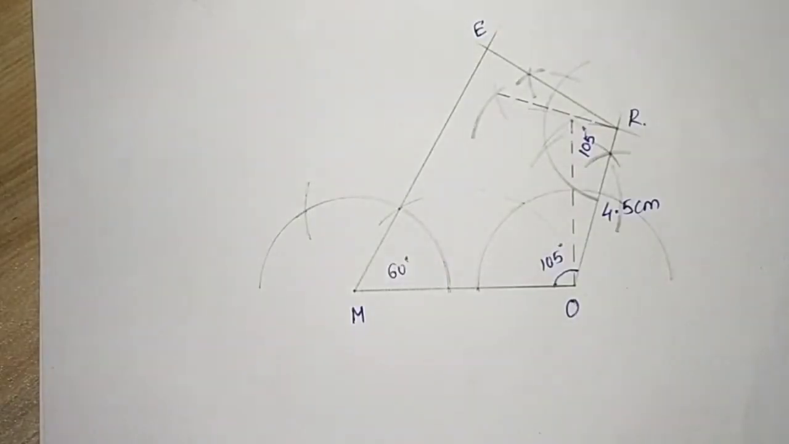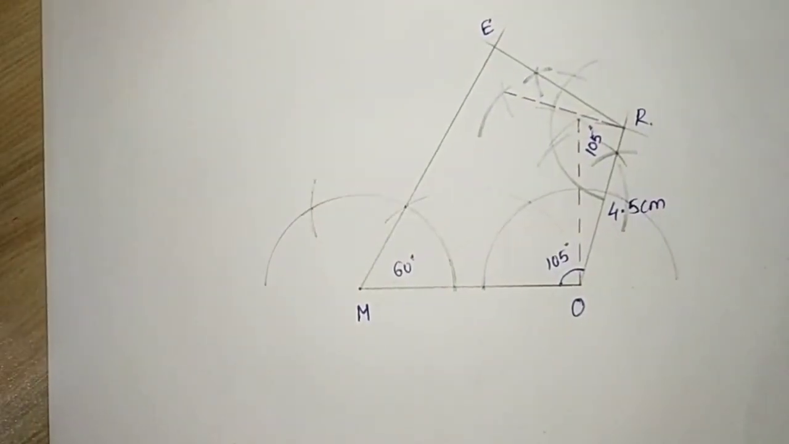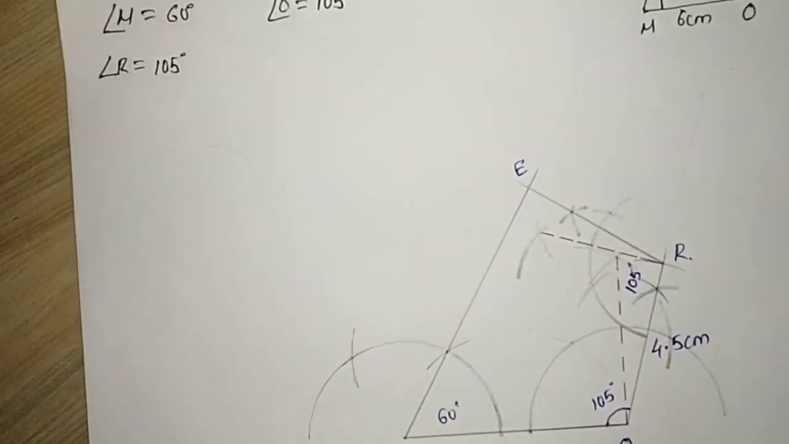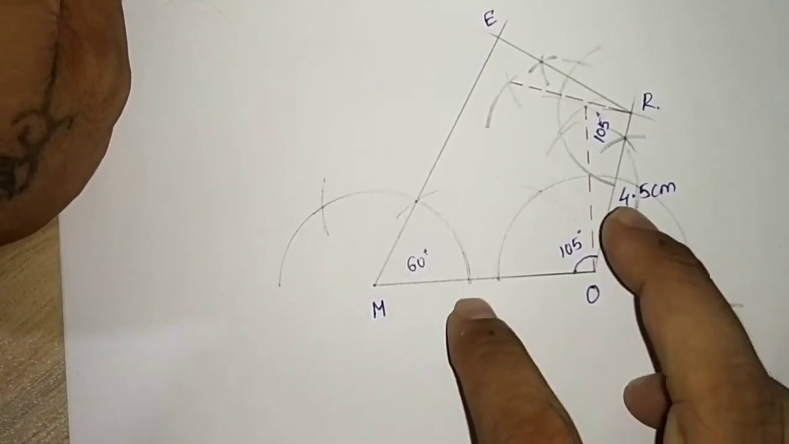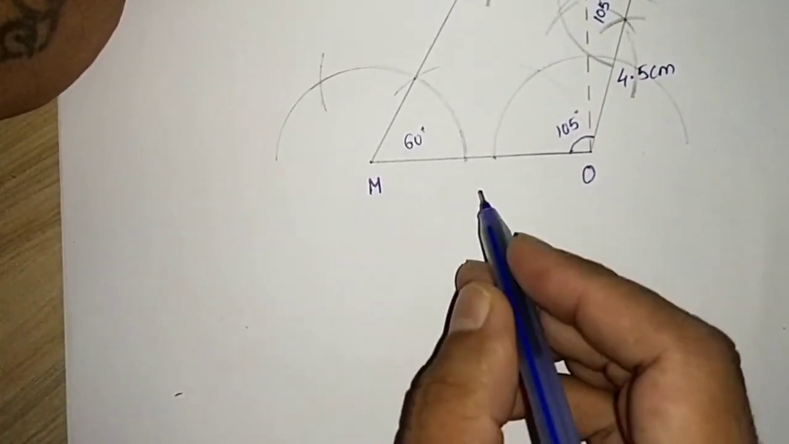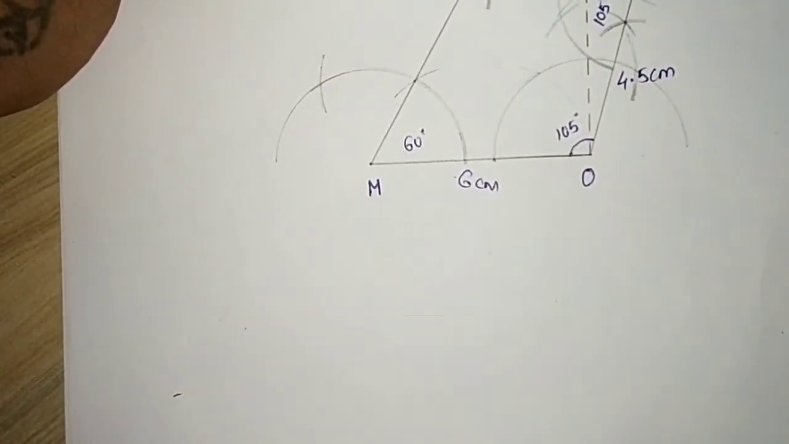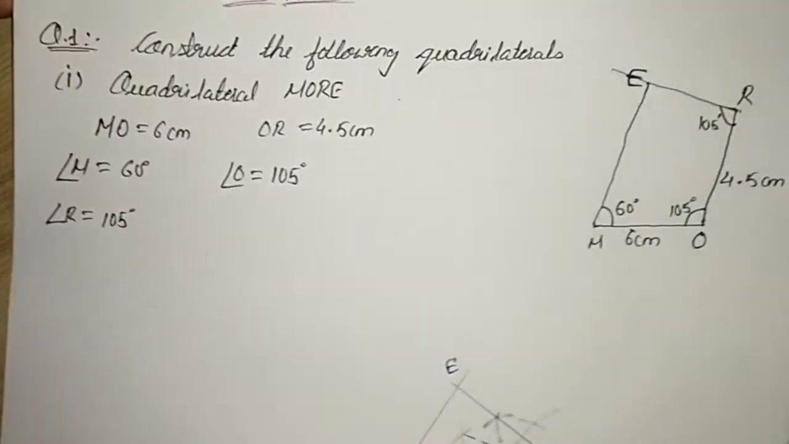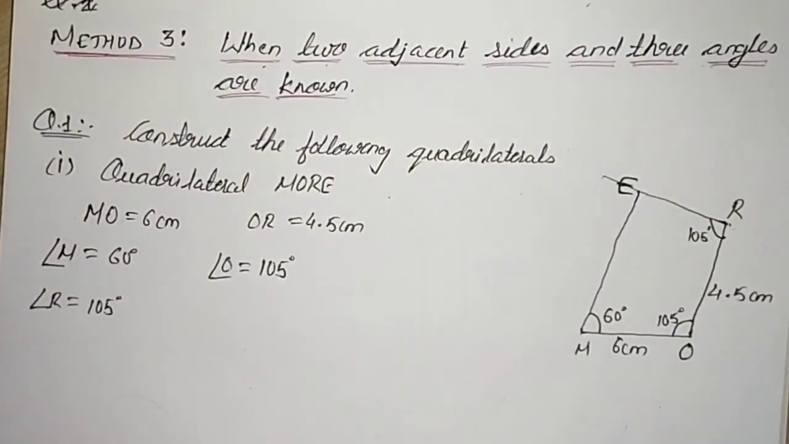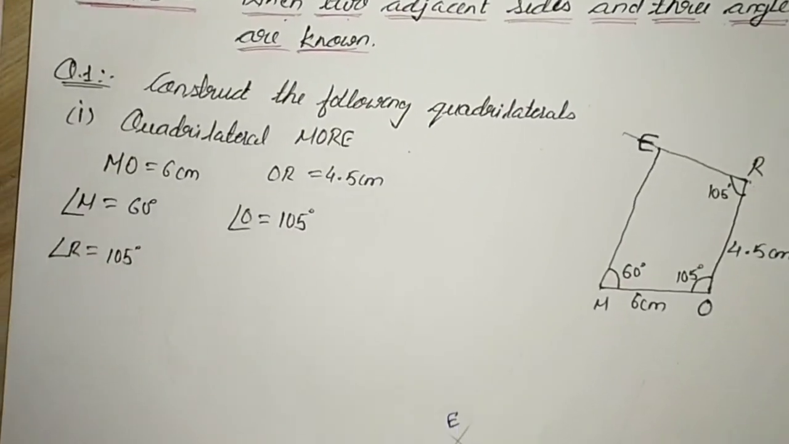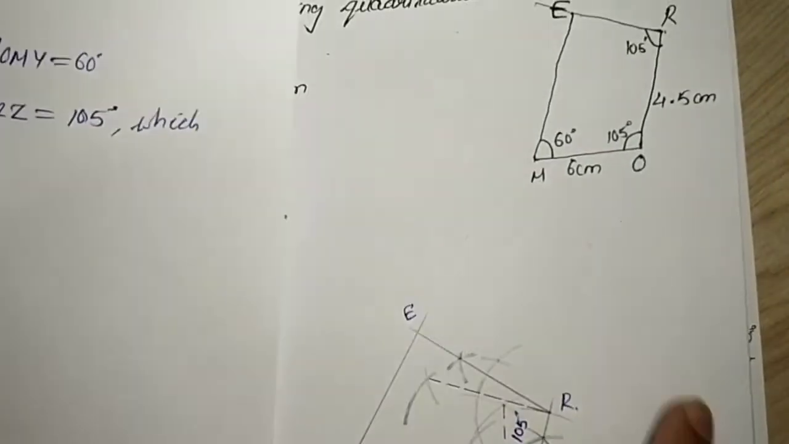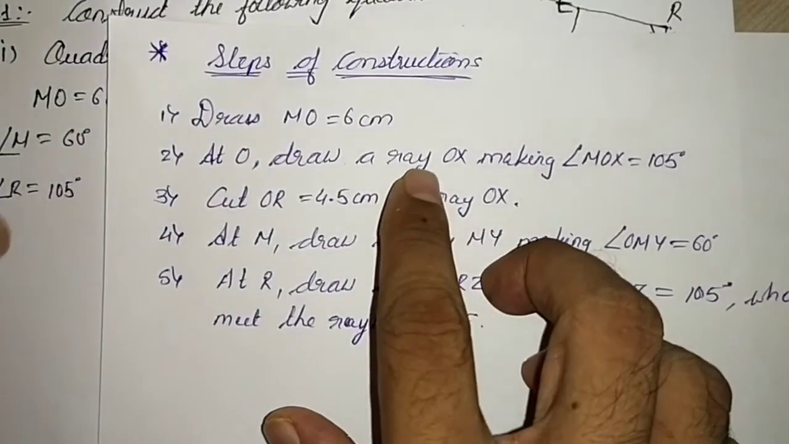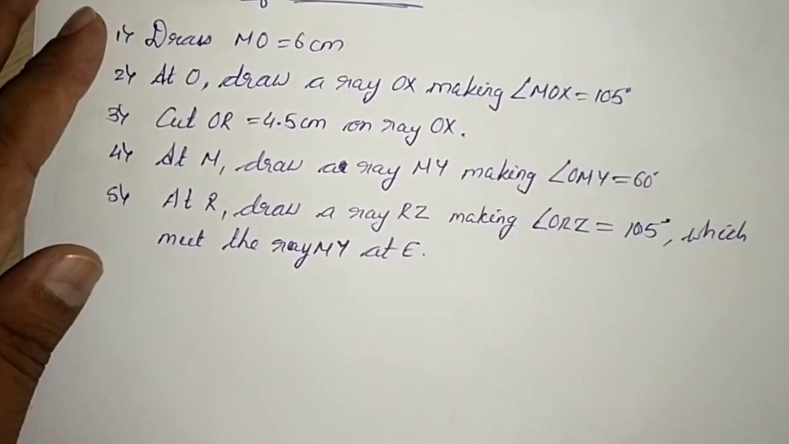So this is how you have to construct this part 1 when they have given you 3 angles and two adjacent sides. This side was our 6 centimeter. Now coming to the steps of construction. What first we have done? We have done MO is equal to 6 centimeter, right? So we will write: draw MO is equal to 6 centimeter.